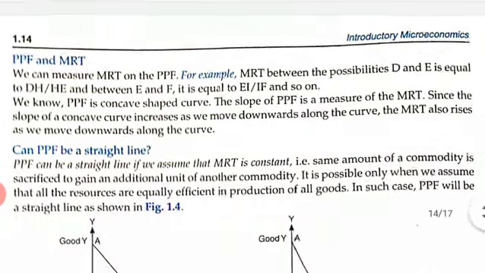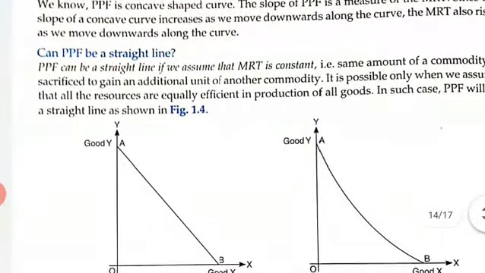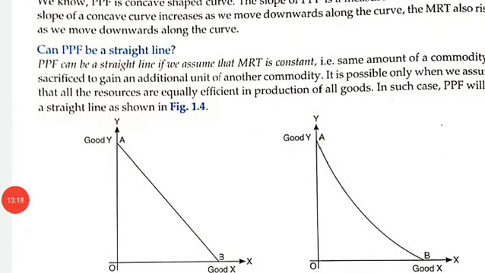Okay, so now the next important point is, can PPF be a straight line? You have said that the PPF is always concave in shape, but there are 2 exceptional cases where the PPF can be a straight line and the PPF can be convex. Normally the PPF is concave in shape, but there are 2 exceptional cases. So PPF can be a straight line if we assume the MRT is constant.